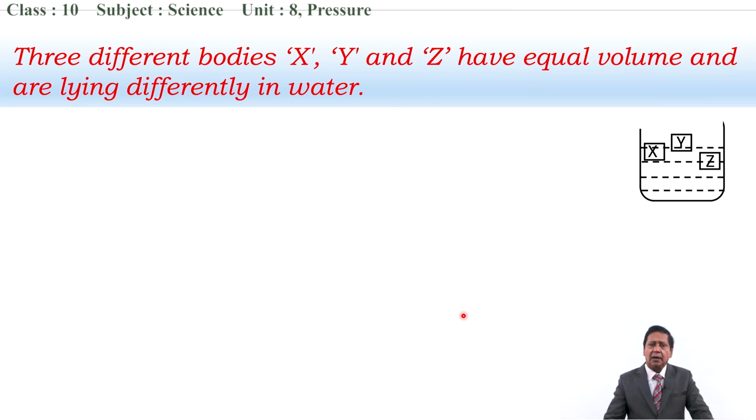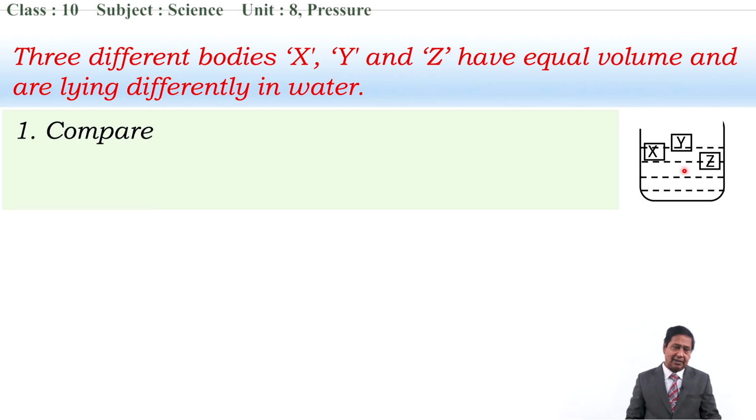Now, it's time to talk about the question. Whether the subject matter is understood or not can be verified with the help of questions. I want to put this question. Look at the question. Three different bodies, named X, Y and Z, have equal volume and are lying differently in water. This liquid is water and their position in the liquid is different. One is completely immersed, one is immersed a little more, one is immersed a little less.